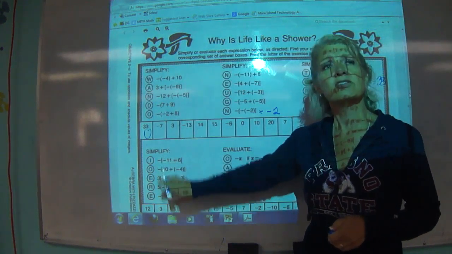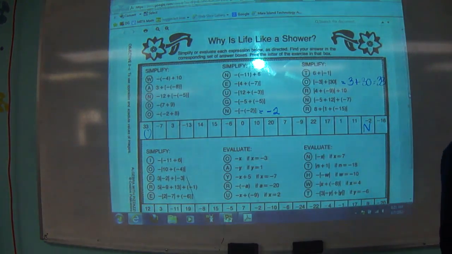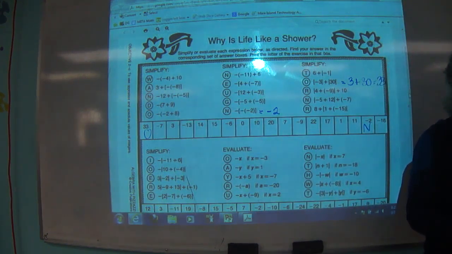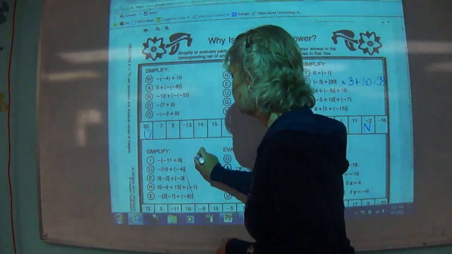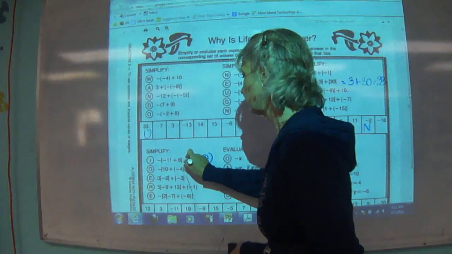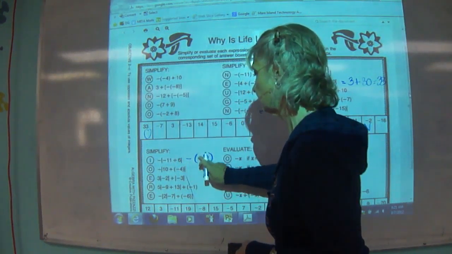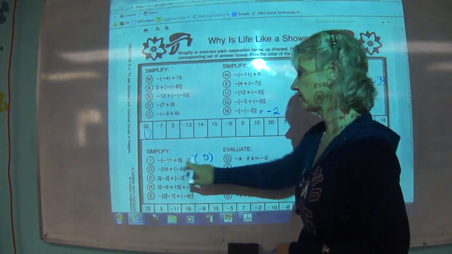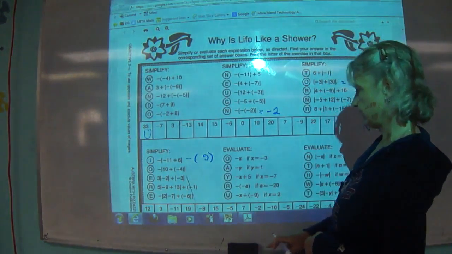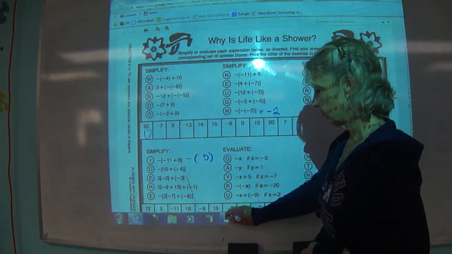-11 plus 6. Solve what's in the absolute value sign first. What's -11 plus 6? -5. What's the absolute value of -5? 5. So the absolute value of -5 was 5. So the opposite of that is -5. And so down here would be the letter I.